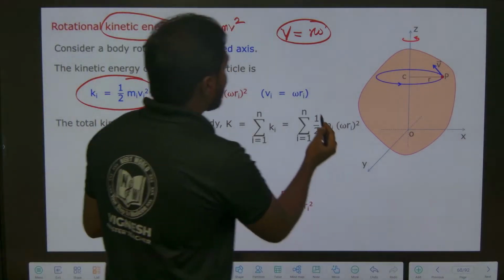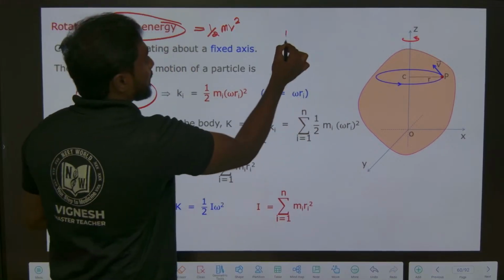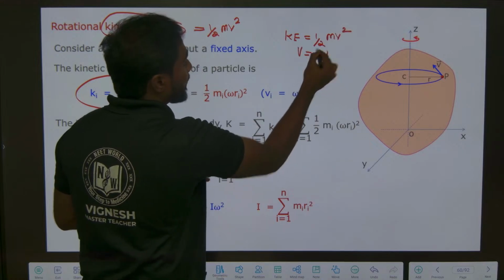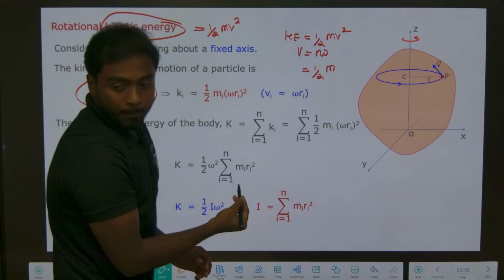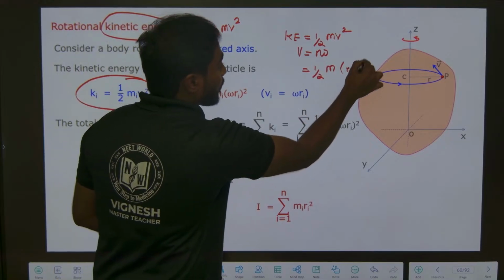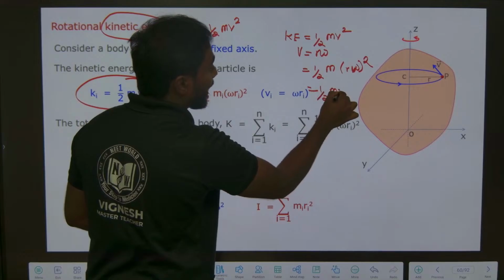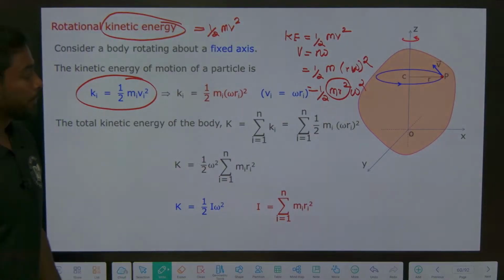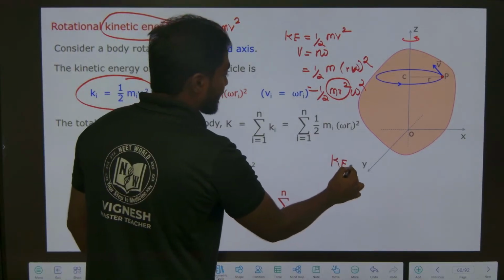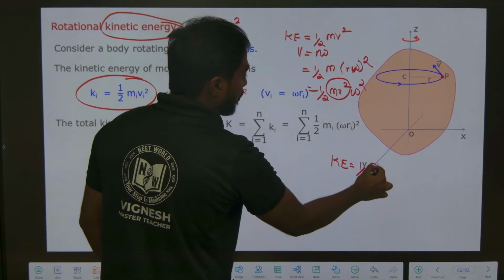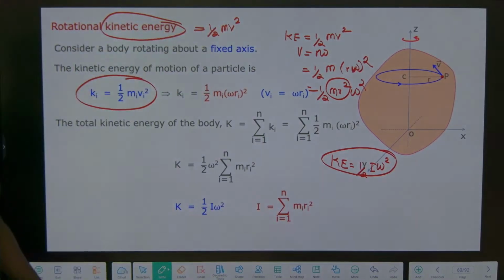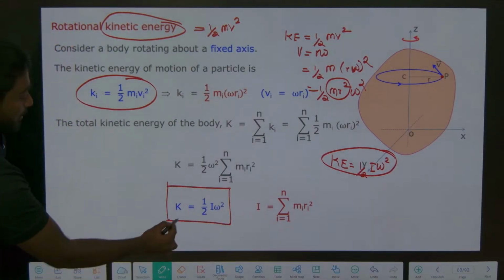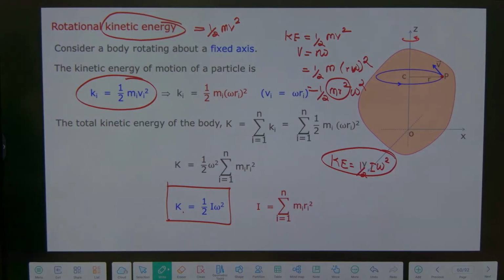Yes. Now kinetic energy is equal to half mv square, where v is equal to r omega, so it is half into m into (r omega) whole square, right? So half into m into r square omega square. What is m into r square? Moment of inertia, right? So can I write kinetic energy is equal to half I omega square? So we are getting the value. This is kinetic energy in rotational form. Okay.